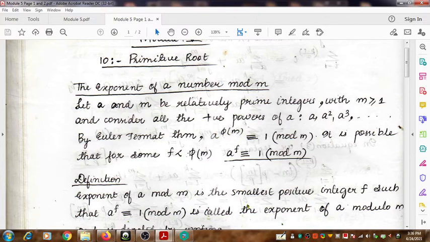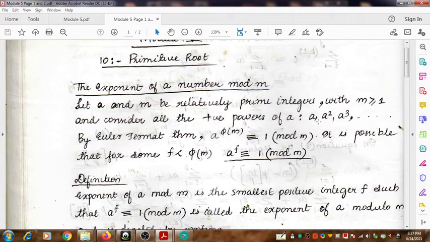Two numbers must be given to define the exponent. Let a and m be two natural numbers which are relatively prime, with the property that m is greater than or equal to 1. Then we consider all positive powers of a. That's a to the power 1, a to the power 2, a to the power 3, etc. We consider these powers.